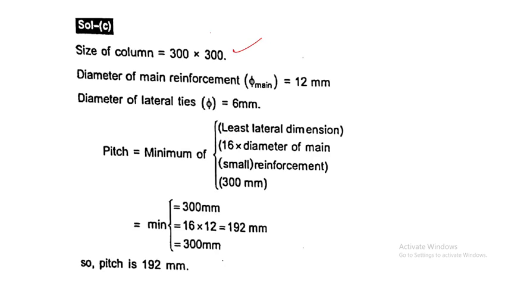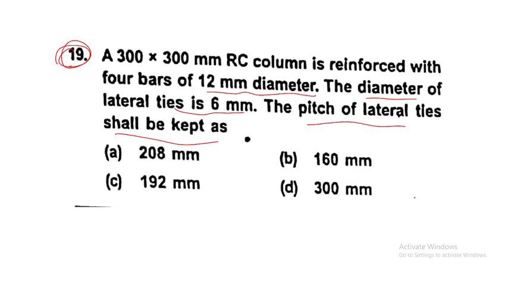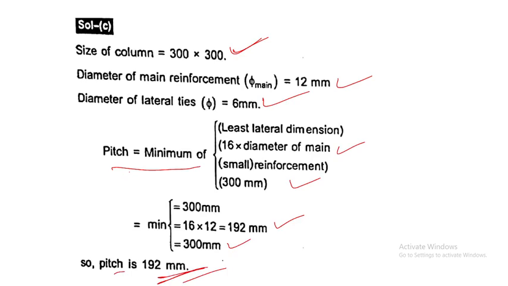The size of the column is 300 mm. Diameter of the reinforcement is 12 mm. So diameter of the ties is 6 mm. Pitch is the minimum of these: least lateral dimension, 16 times the main bar diameter, or 300 mm. Now 16 into 12 is 192, or 300 mm, so that is 192 mm. 192 mm is the answer for the given question.